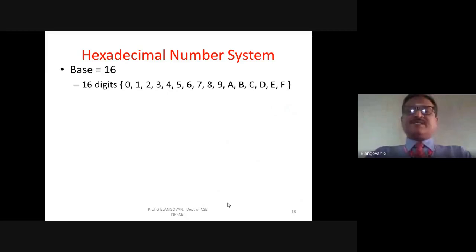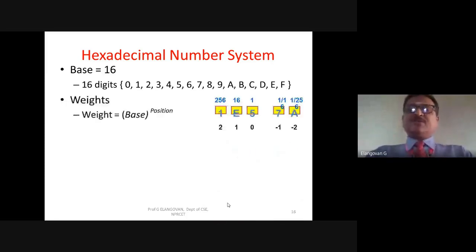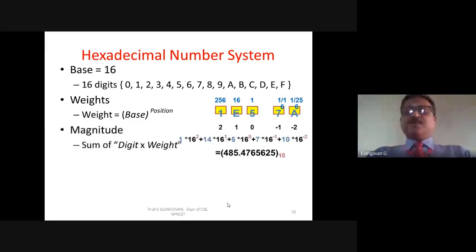So 0, 1, 2, 3, 4, 5, 6, 7, 8, 9. After the 9, A, B, C, D, E, F. After F, it will be counted as 1, 0, like that. And its positional values are similar to that. From the hexadecimal point, left hand side is 16 power 0, 16 power 1, 16 power 2, and from the hexadecimal point, right hand side is 16 power minus 1 and 16 power minus 2, like that. So to get the original values, E represents 14. So if you are converting into the conventional number, it comes like this.